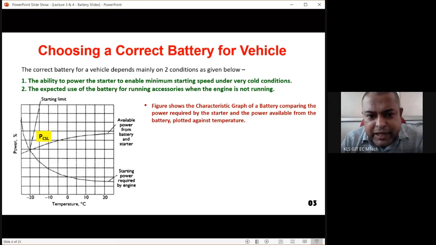Please mute your mics whenever it is required. You unmute and ask; otherwise, keep your mic muted.